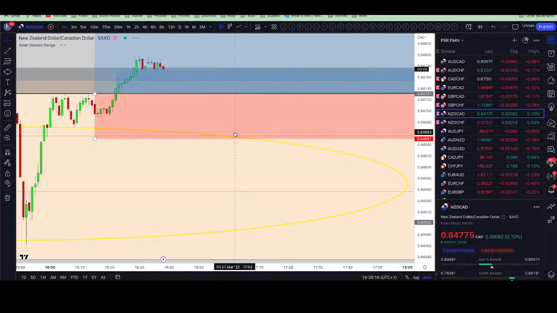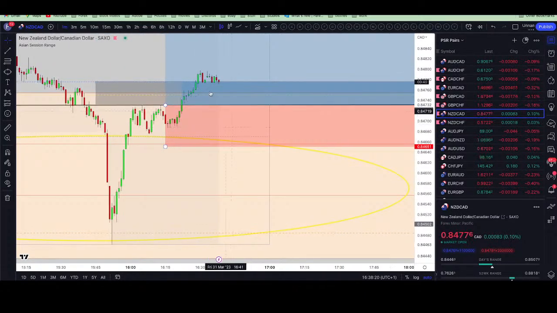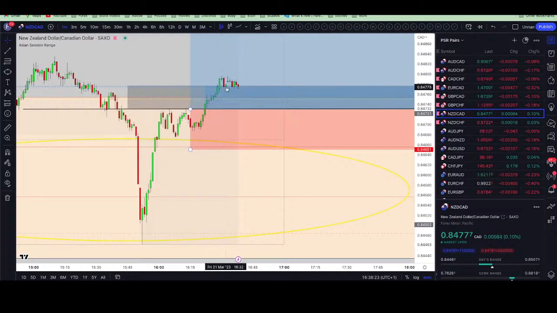In order for us to think that they're going to buy this trade. But right now we're not seeing it. So we want to see more wick rejections like this. So the more the better. We don't want them to clear this. The most they should go is to the 50%.